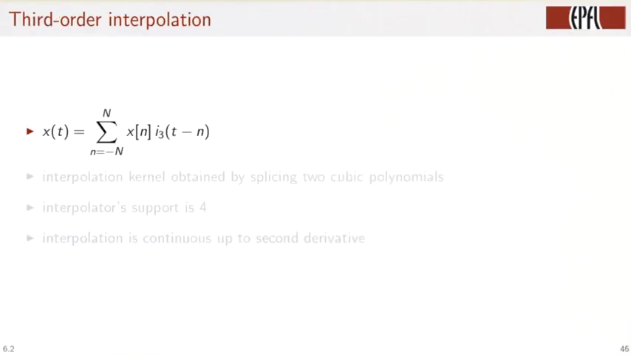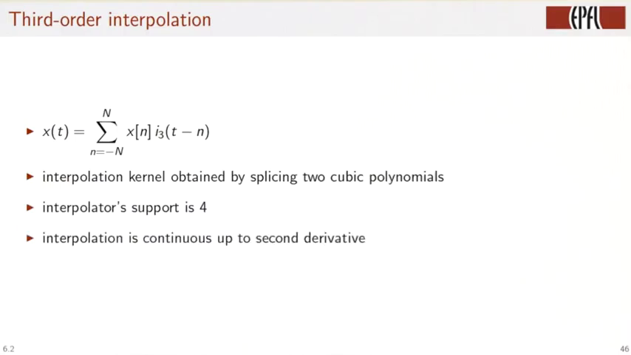So we have seen I0 and I1, so probably there is a higher order interpolator like this. One that is interesting is third order interpolation. So x of t is a linear combination of I3 and its shifted versions. The interpolation kernel is put together from 2 cubic polynomials. The support is of length 4, and this one is continuous up to the second derivative.